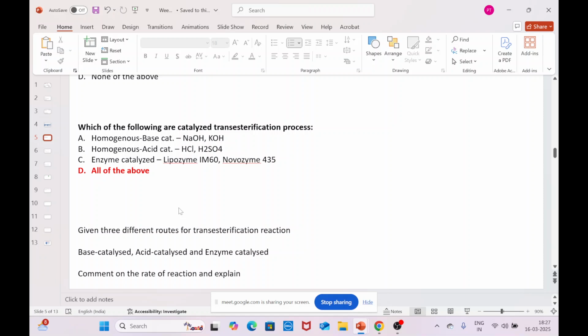So the thing is, yes, it is given as such, which one is greater, but is there any specific reason why base catalyst is more compared to acid compared to enzyme? Or at least let's leave enzyme catalyzed aside. Why does base catalyzed transesterification reaction have a higher rate compared to the acid catalyzed rate of reaction?